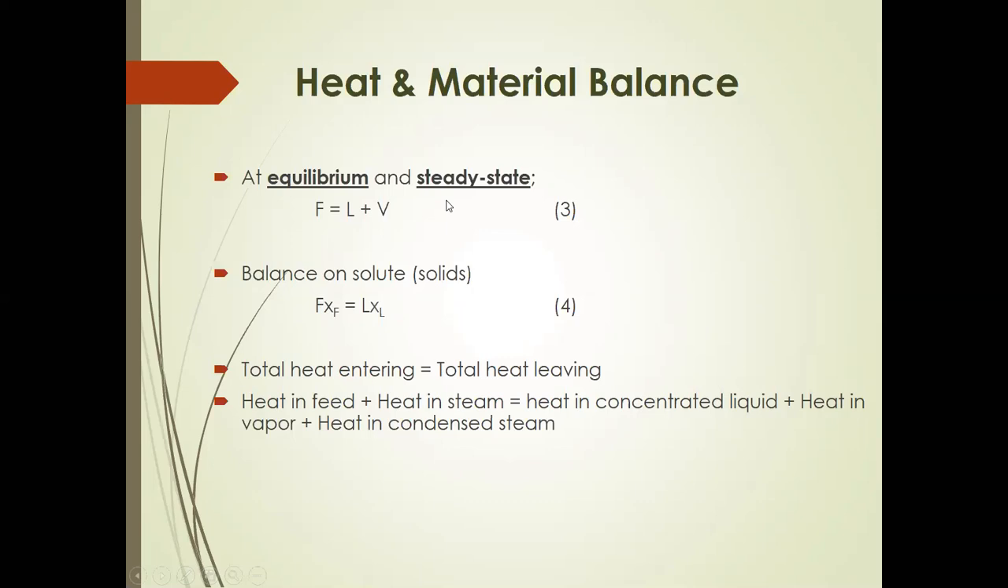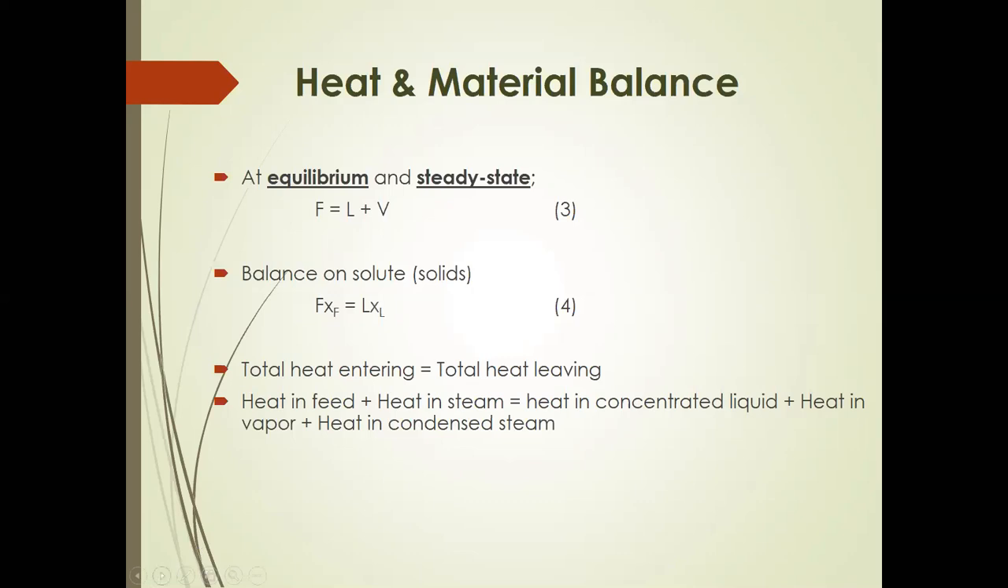When we do energy balance, we take the sum of all energies entering your evaporator and the sum of all energies leaving your evaporator. That would mean you need to add the energy of the feed to the energy of the steam. You equate the sum to the energy of the concentrated liquid, the energy that your vapor has, and the energy of the condensed steam that was already spent out. I mean, its energy was already used up in heating your feed to be concentrated.